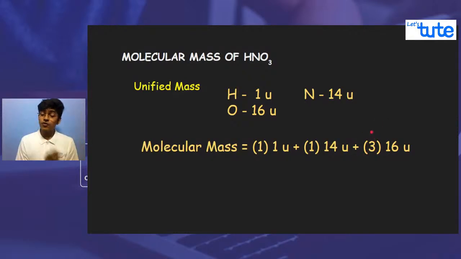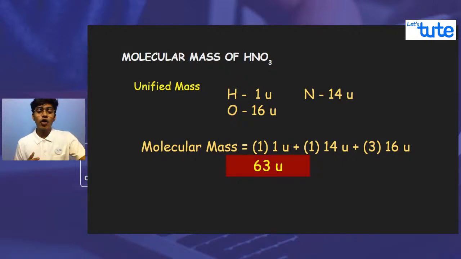I hope you got the formula. Why are we multiplying it by 3? Only because we have 3 atoms of oxygen. So as I multiply all of them and add all of them, I will get a value of 63 u. So this will be the molecular mass of HNO3. The molecular mass of HNO3 is 63 u, or 63 unified mass. I hope this is clear to everyone.